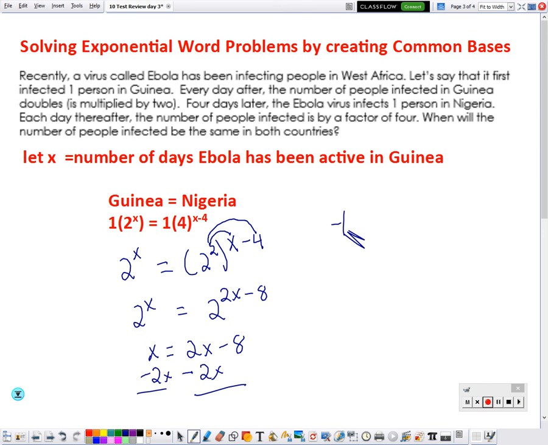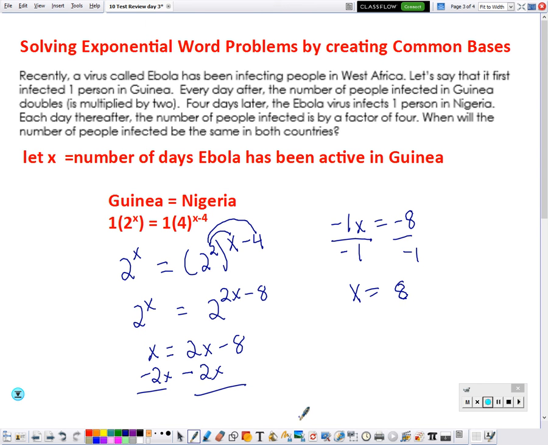And now we're going to have negative 1x equals negative 8. And now what? Divide both sides by negative 1. All right, so let's divide by negative 1. And we get x equals how much? 8.